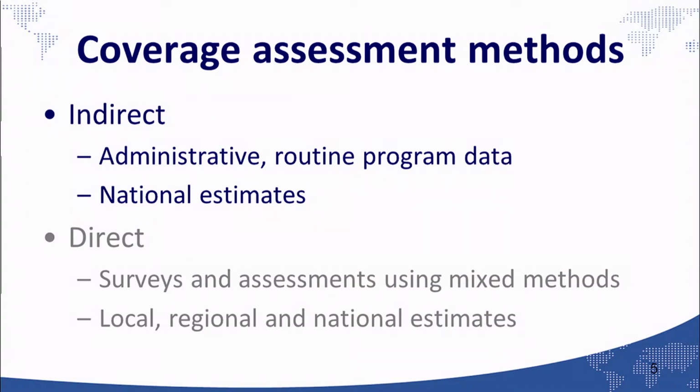We can organize the coverage assessment methods into two broad approaches, indirect and direct. Indirect coverage assessment refers to the use of administrative or program data to estimate the number of children receiving treatment that need it. These methods can be most useful for obtaining estimates at the larger scale, for example, at the national level. There are also direct coverage methods, which refer to a suite of survey and assessment tools that can be directly applied in the field and used to estimate local, regional, and national estimates of coverage. I'll talk about each of these approaches in more detail, presenting some of their key features and the limitations.